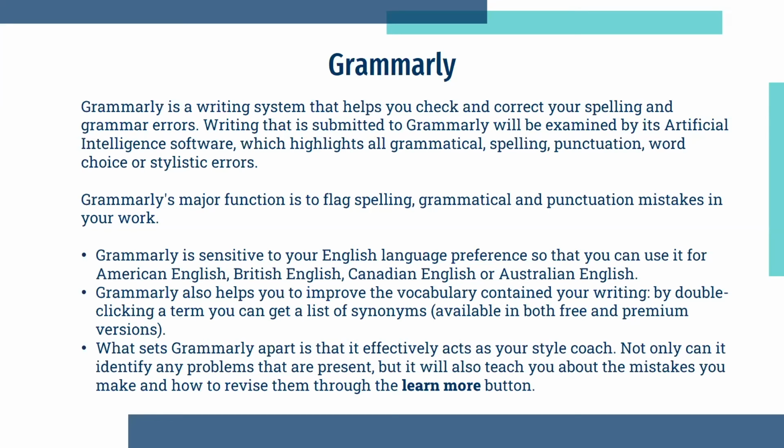It has some features of its own. For example, Grammarly is sensitive to our English language preferences. So we could use it for American English, British English, Canadian English, or Australian English. It also helps us to improve the vocabulary content in our writing. We can simply double-click a term, then we can get a list of synonyms. This feature is available in both free and premium versions of Grammarly.